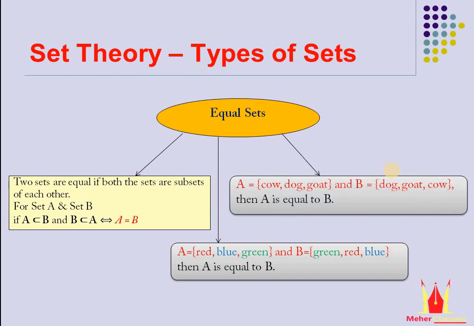Now let's take a second example to clarify it. If A is equal to cow, dog and goat and B is equal to dog, goat and cow, then A is equal to B. Because A is a subset of B here, as all the elements of A are there in B, and also all the elements of B are there in A, so A is equal to B. So whenever this type of situation occurs, you would say that two sets are equal to each other.